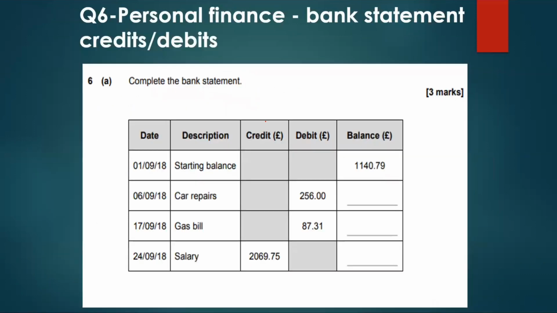Number 6 then says to complete the bank statement. So what you've got is a bank statement, and this will come in useful later on, guys, when you actually start using your bank statements. And some of you might already have bank things like that when you're looking at credit and debit. And you need to just look at what happens here.